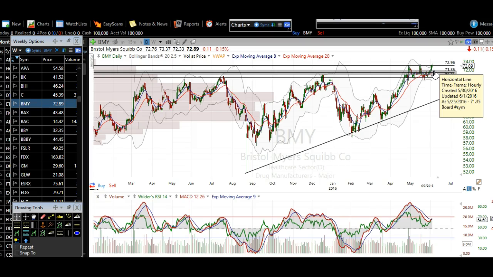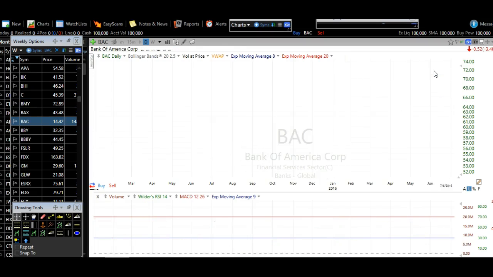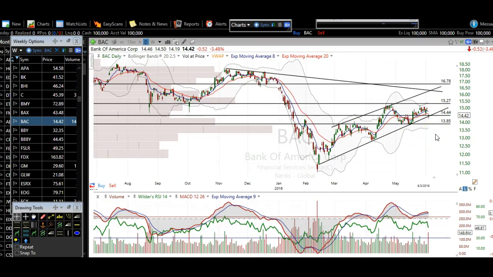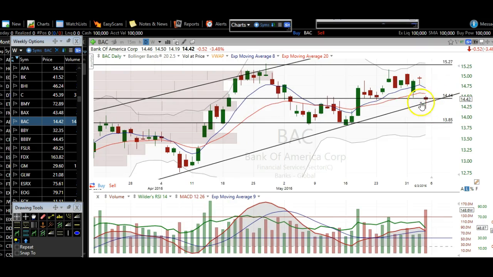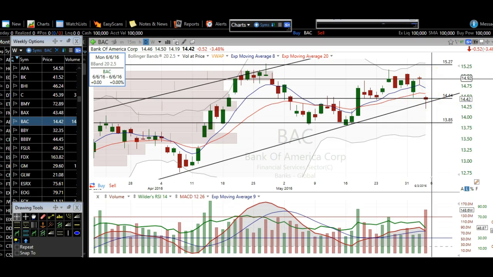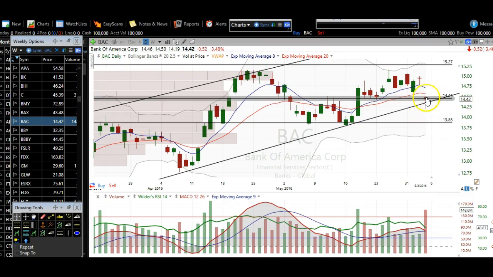Next, I want to cover Bank of America. Bank of America, we've got a channel right here, and we bounced off of this trend line several times, as you can see, here, here, here, here, and then we gapped down and hammered right off of it right here. So I suspect that we're going to get a bounce off of this level right here and at least fill that gap up there.